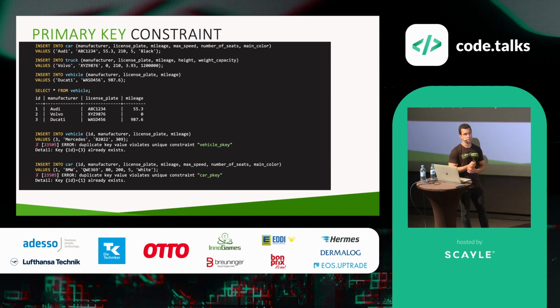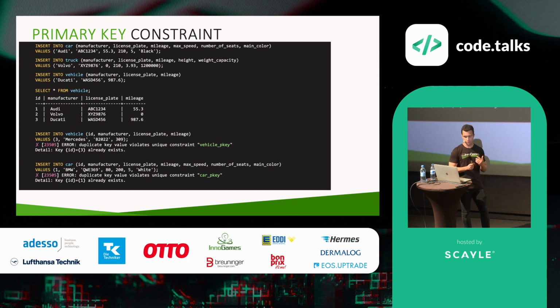When it comes to the primary key, you probably have seen before that I added a car, a truck, and a vehicle, and the IDs have incremented. So why are they not being inherited? Here I have 1, 2, 3. The issue happens when we try to add an ID explicitly. If I try to add a new vehicle with ID 3, it's going to show me, hey, you cannot do that. It violates the constraint vehicle primary key. The ID 3 is already there.